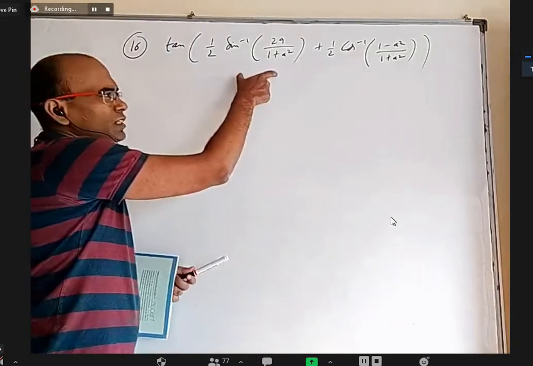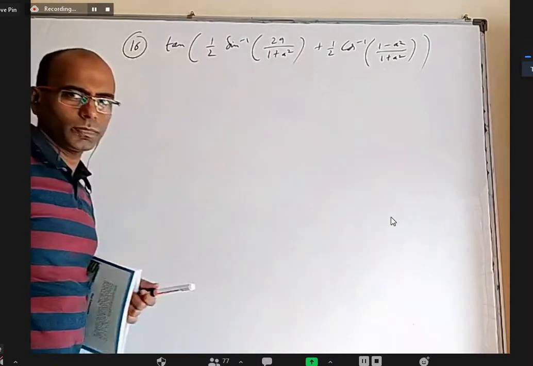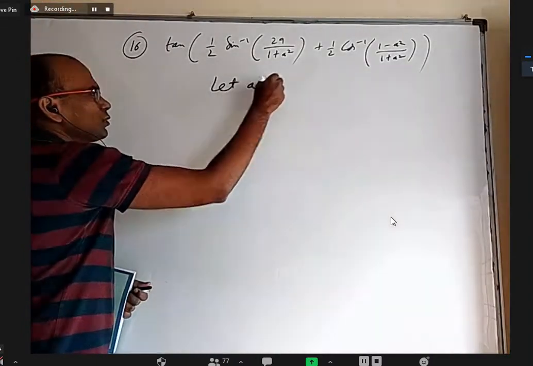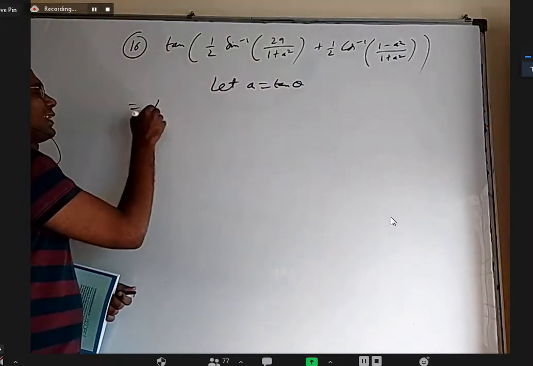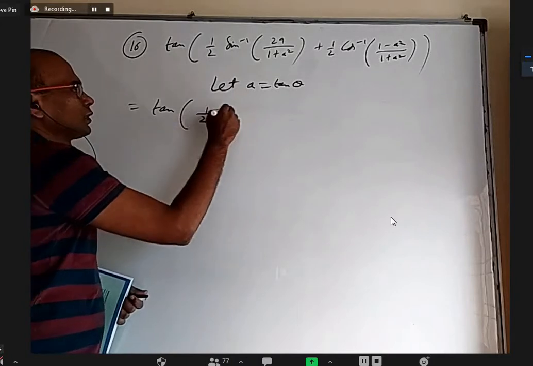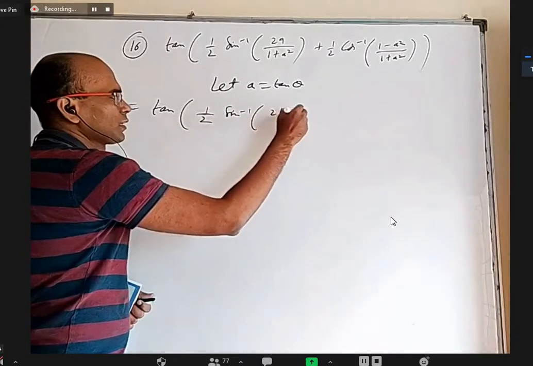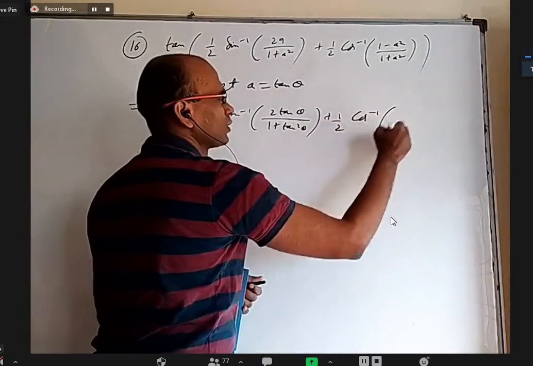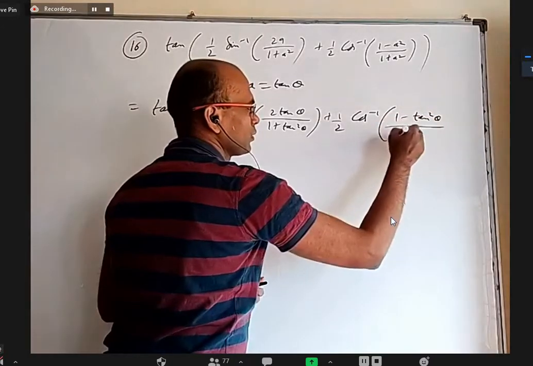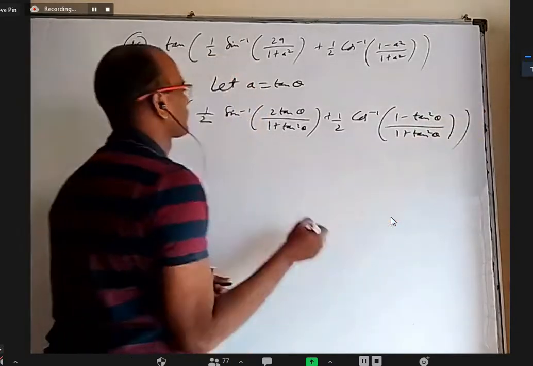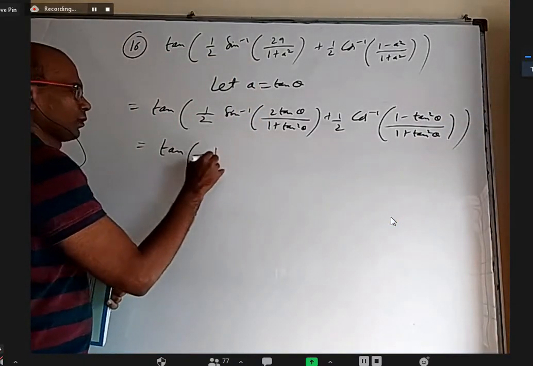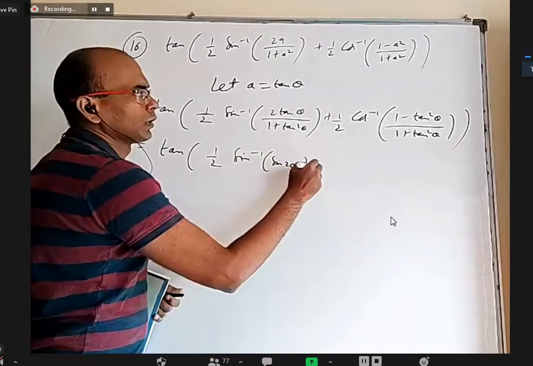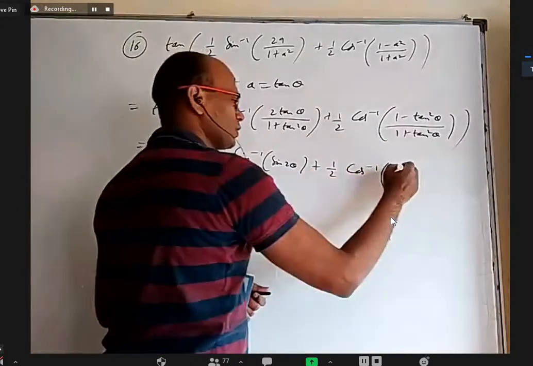Of course, directly this is 2 tan inverse a, we have a formula. We derived it also, but if you want to write it, better to derive one more time. Let a be equal to tan theta. Then tan of sin inverse 2 tan theta by 1 plus tan square theta plus cos inverse 1 minus tan square theta by 1 plus tan square theta. This is the sin 2 theta formula, sin inverse sin 2 theta. This is cos inverse cos 2 theta.